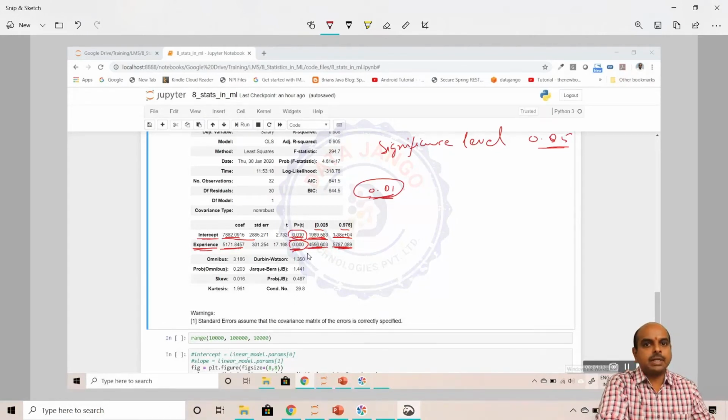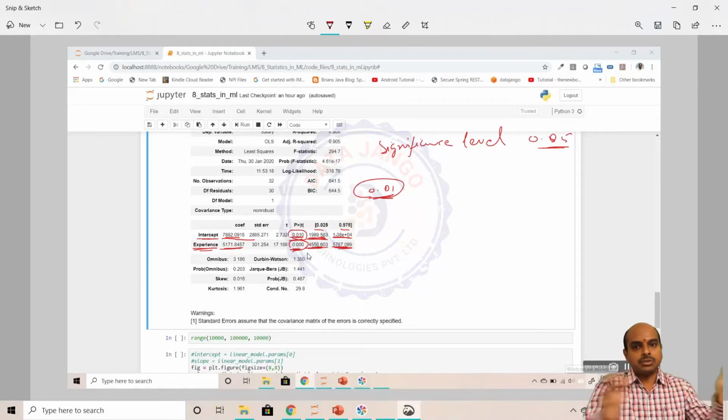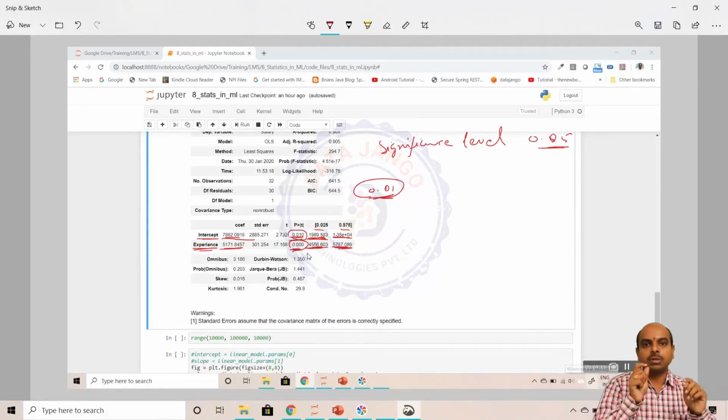With business knowledge, we can actually say that experience is definitely needed to predict salary. But if you have 1,000 features, hand picking each feature and trying to do business analysis and decide is going to be very difficult. So machine learning is giving you these kinds of tools. The p-value is the first level tool and we'll see more in coming classes.